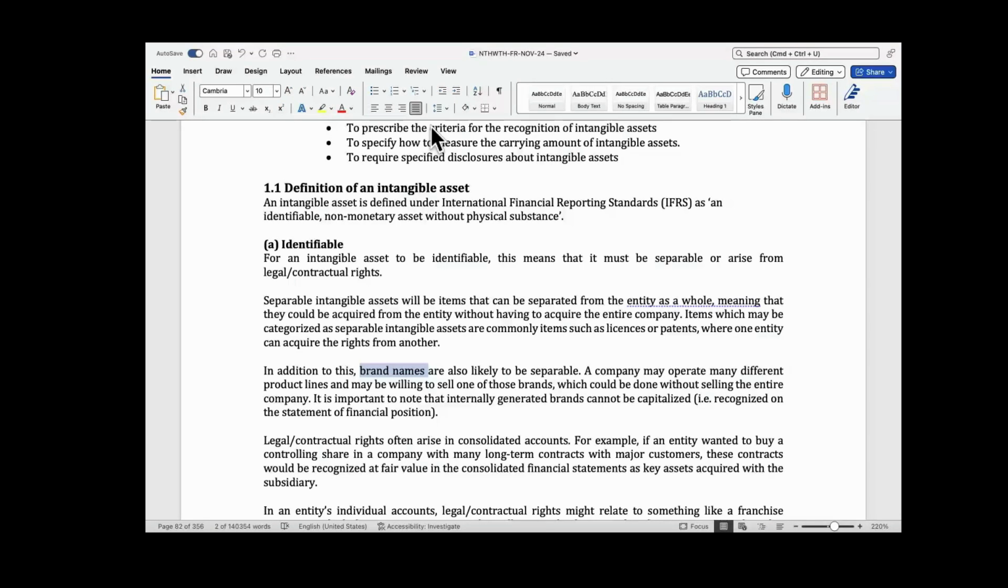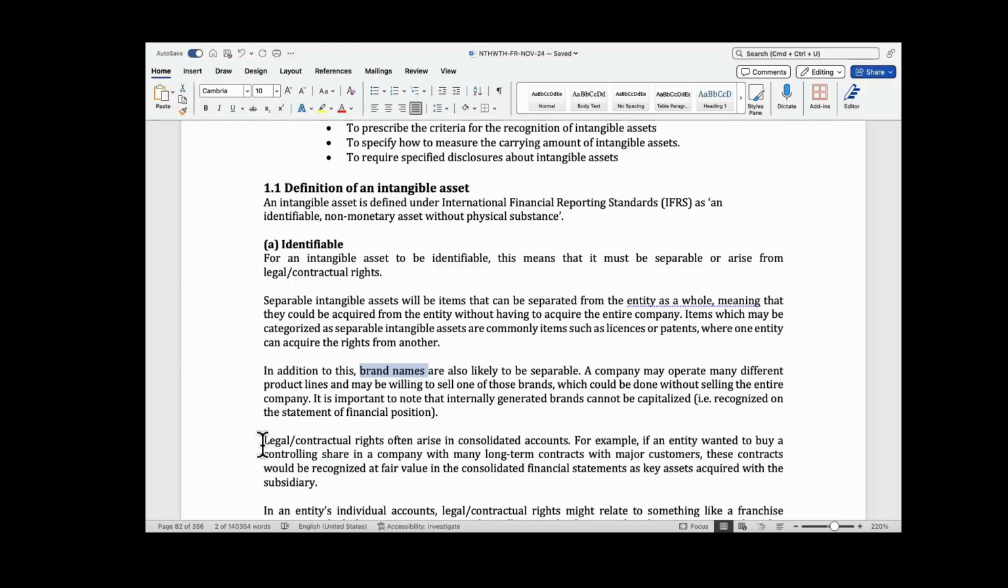So we can continue with so many examples. But the point here is this. When we say separable, it's one of the items that can make an asset identifiable. You can sell it separately without it affecting the entire entity.